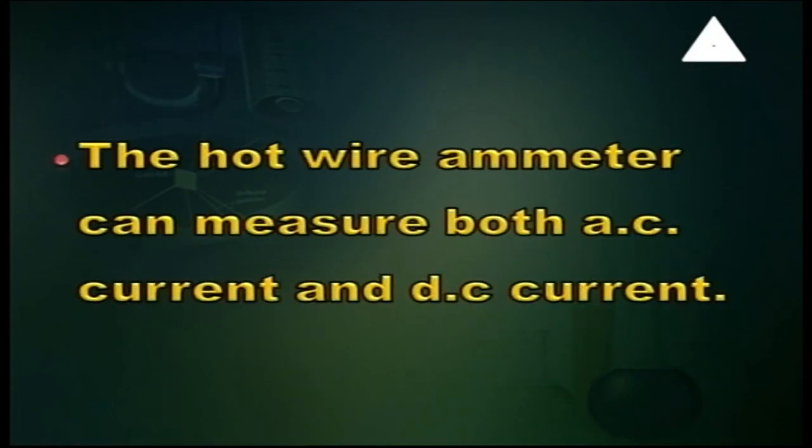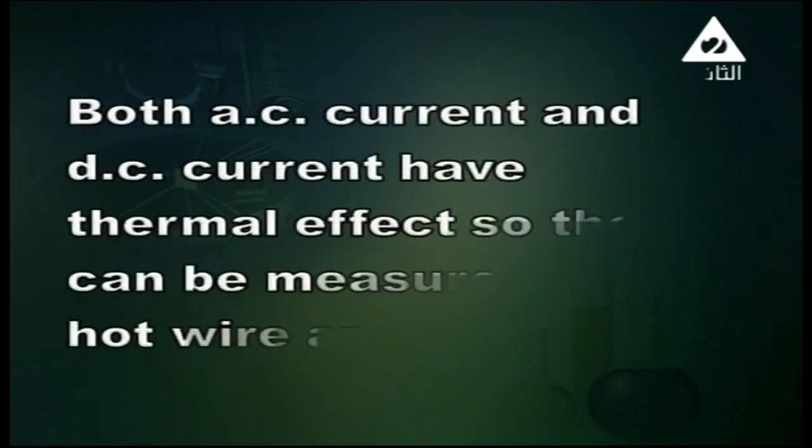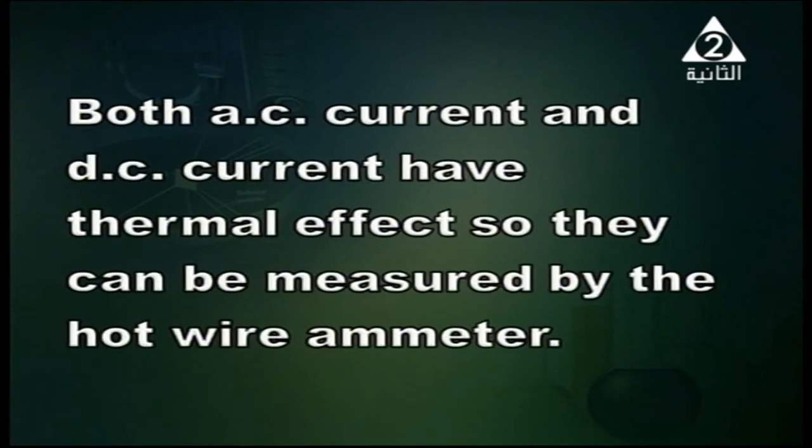Explain. The hot wire ammeter can measure both AC current and DC current. Why can it be used to measure AC and DC? Because it is based on thermal effect. The function of the hot wire ammeter depends on the thermal effect of the current, and both AC and DC have thermal effect. So they can be measured by the hot wire ammeter.